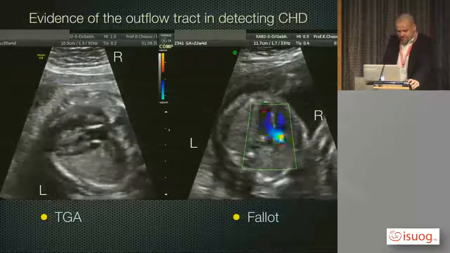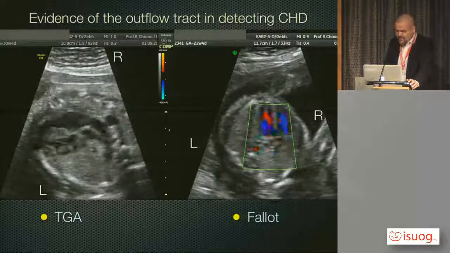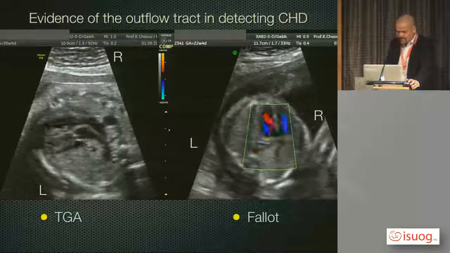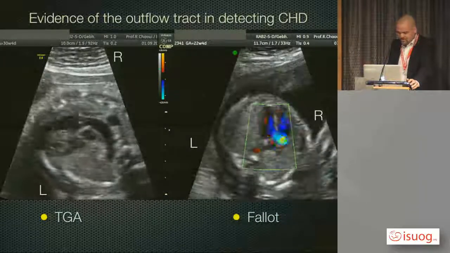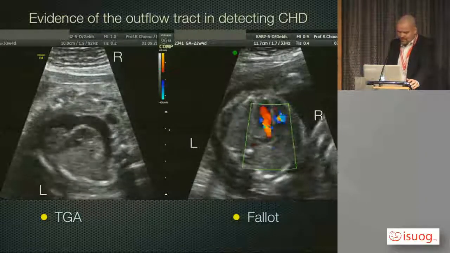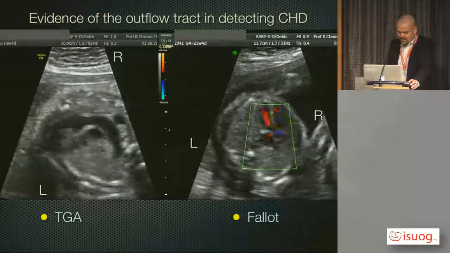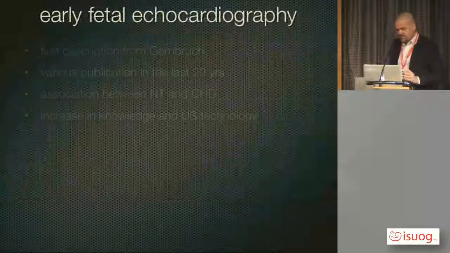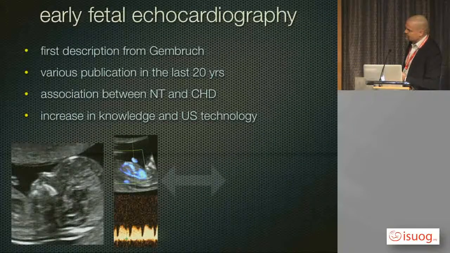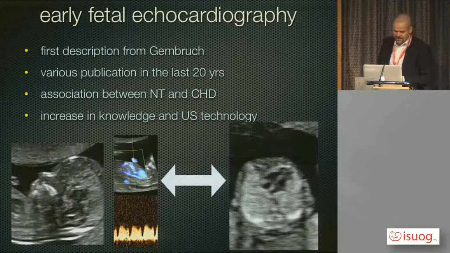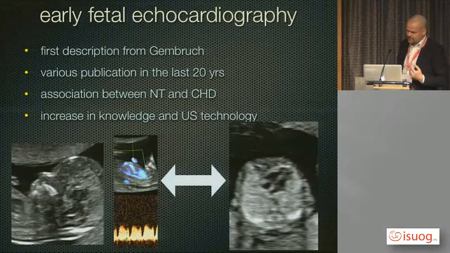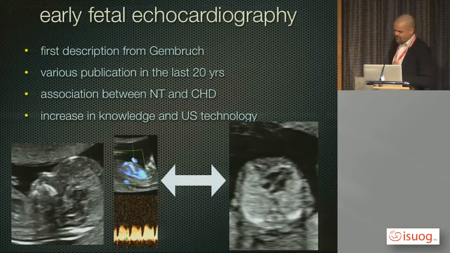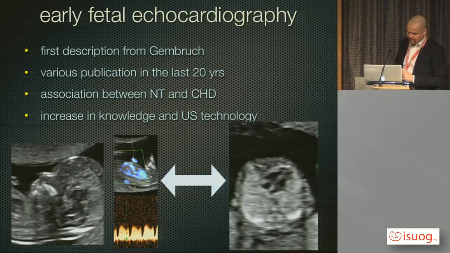So this is a normal anatomy in the second trimester, and in the last years, because of the first trimester screening, more and more the anomaly scan will switch from the second to the first trimester, so the early fetal echo becomes more and more familiar. The first descriptions of early fetal echo are from Gembruch in the 1990s, and then there were a lot of publications in the last 20 or 15 years.